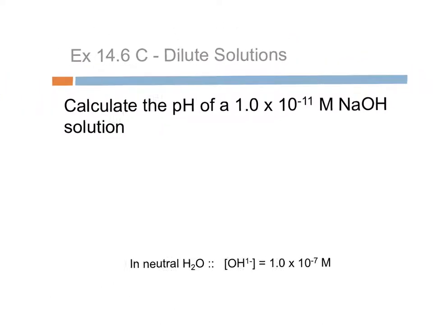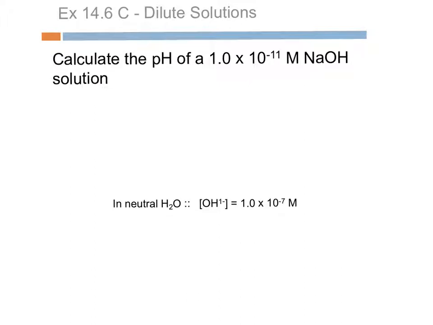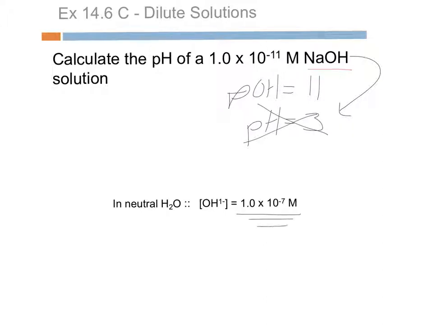Calculate the pH of a 1 times 10 to the negative 11th molar solution of NaOH. First thing here is there's only one hydroxide. That's a good thing. Negative log of this number will give me a pOH of 11 and a pH of 3, which is not the answer because this is too dilute. We've talked about this with the acids. You cannot have a base with a pH of 3. It does not cross this water threshold. This is a neutral solution with a pH of 7.